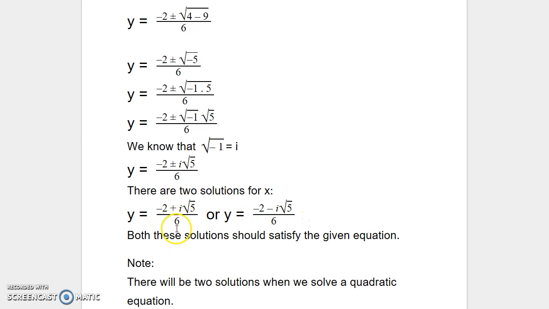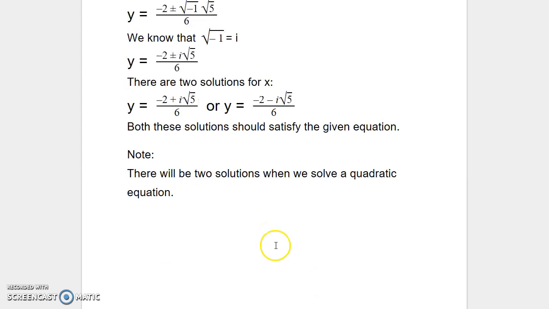One is the real part and another is the imaginary part. So we may have solutions of this kind as well when we solve a quadratic equation. These two solutions should satisfy the given quadratic equation. So in my next video presentation, we will solve more problems using the quadratic formula.